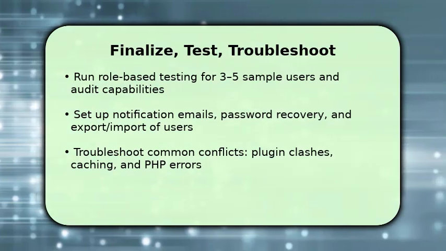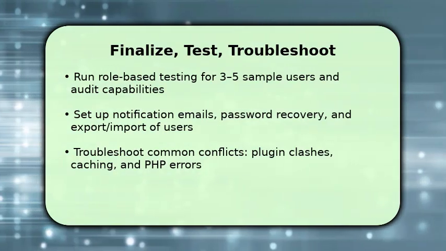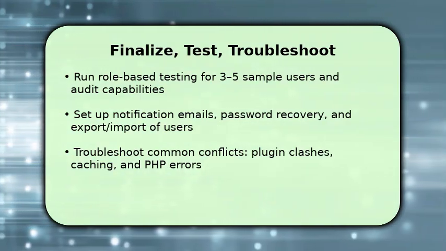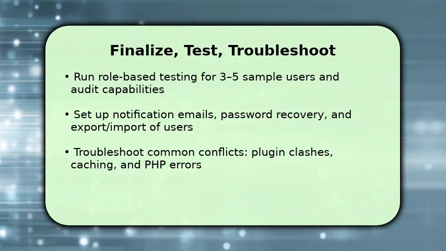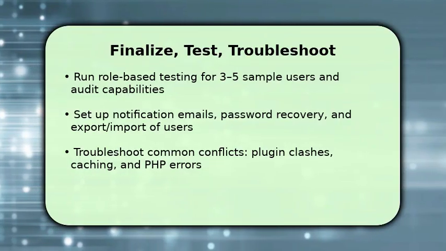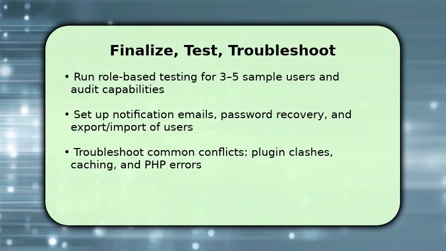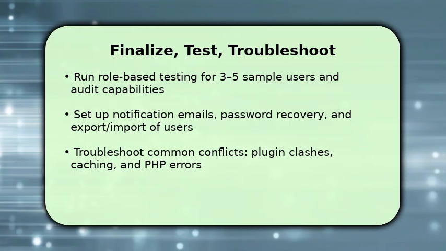Finish by auditing and testing. Create several sample accounts to verify role-based access, navigation, and content visibility. Make sure notification emails, password recovery, and any export/import functions work. Adjust SMTP if emails fail.